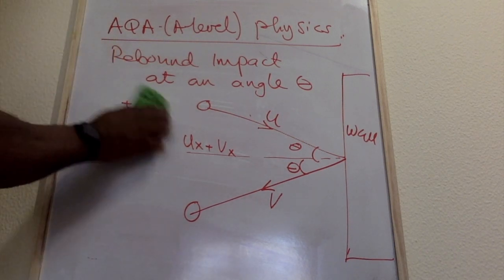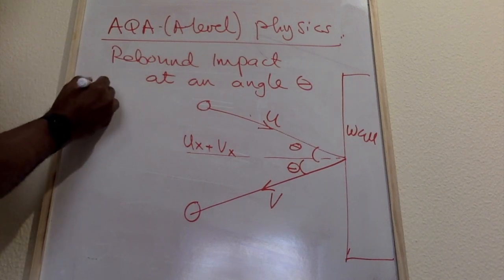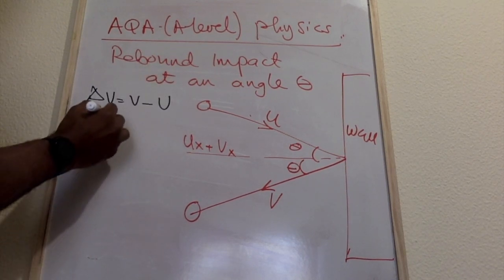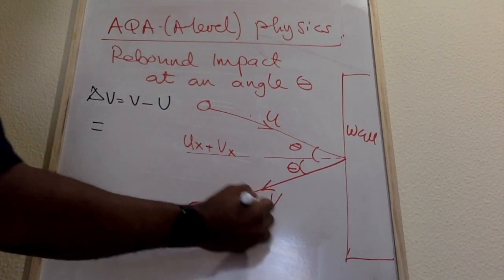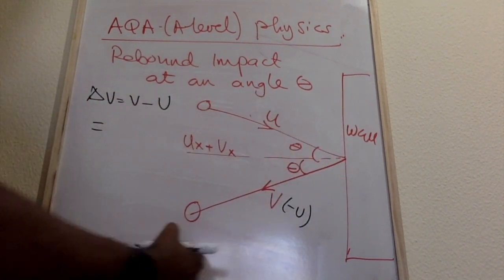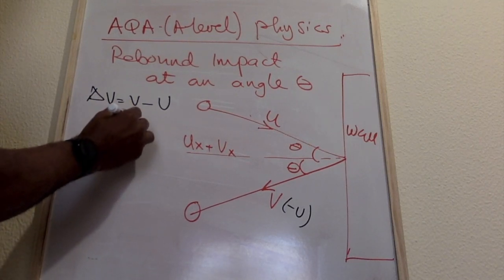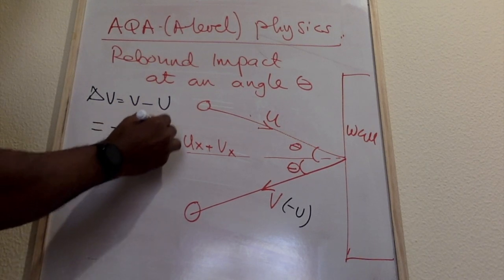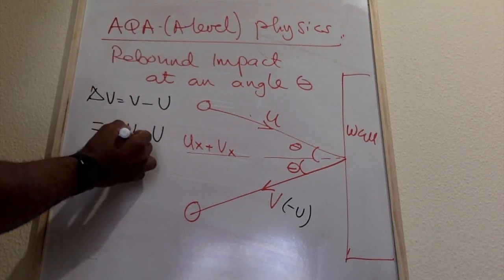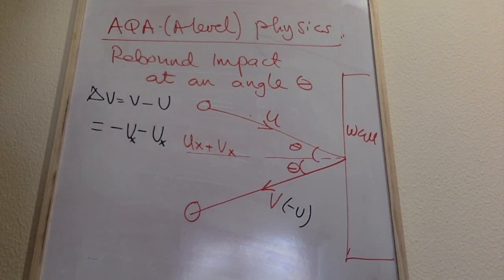So basically, again, as usual, we use a different pen. Our change in velocity is v minus u. Our v in this case is going to be minus u because it's the same as this velocity, but it's coming back in a different direction. So it's going to be minus u. But in this case, the change in velocity that we're going to be looking at is actually going to be the x component of v and the x component of u.